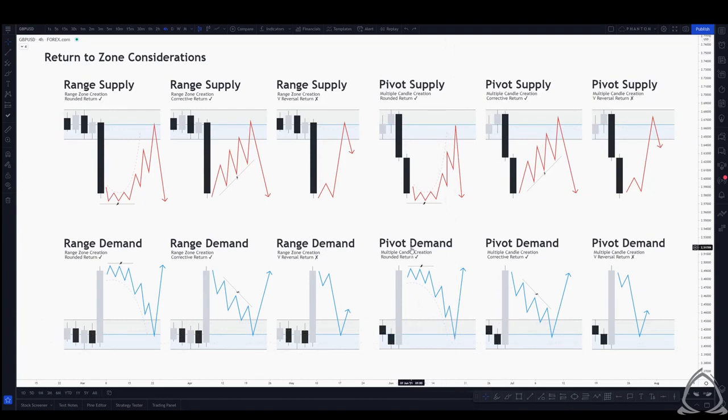These will always be, in my opinion, your highest probability setups, as well as the corrective return into a pivot supply or pivot demand. And then again, we have the pivot V reversal return, which is aggressive. We see basically that very quick reversal back into the supply zone. Generally speaking, these models don't tend to work out this return, and if you do find this, it's better to stay out of the trade and look for something a little bit different.